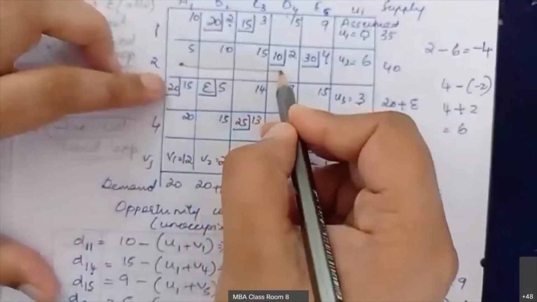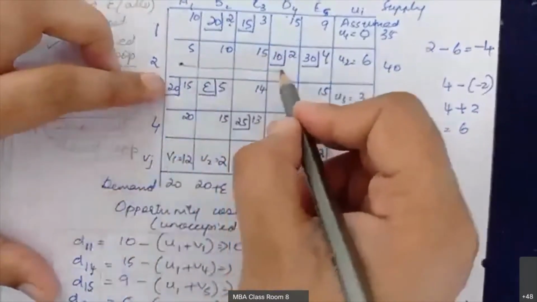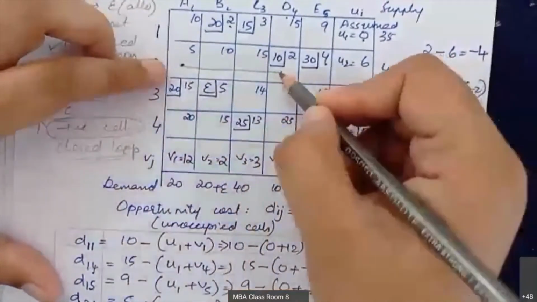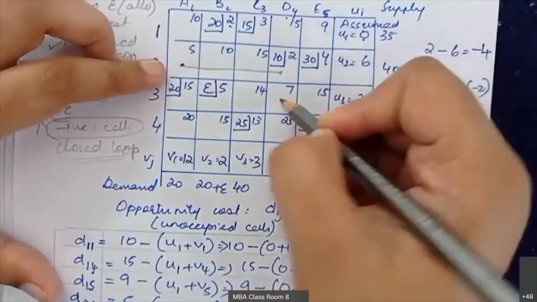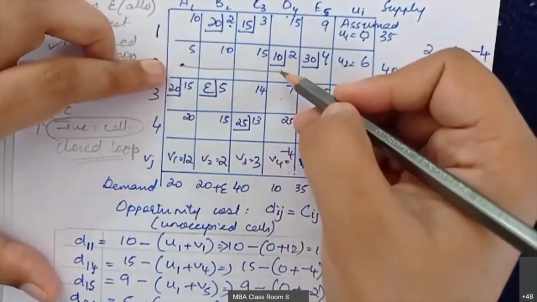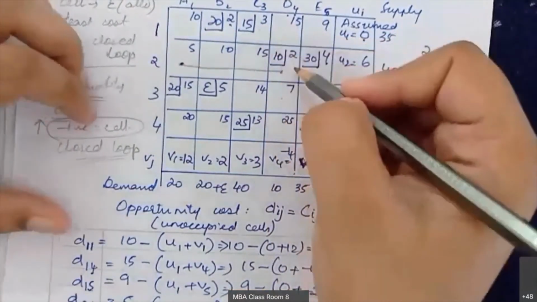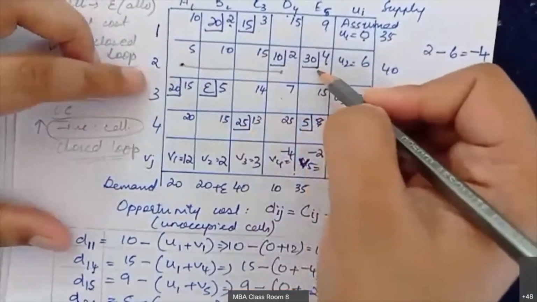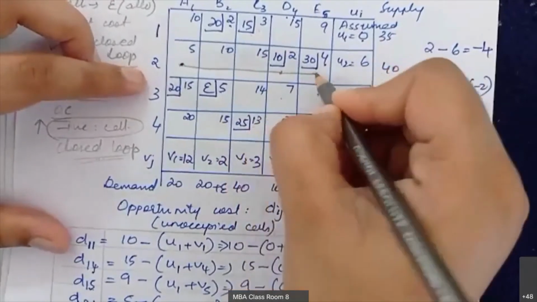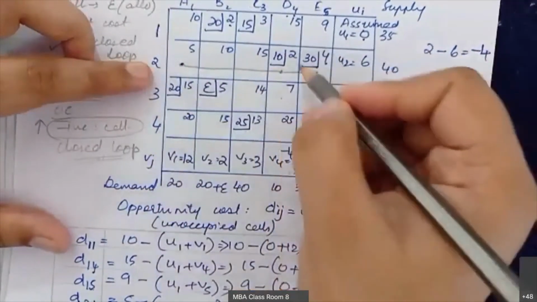The corners of the closed loop should be allocated cells. So I drew this line over here. From here, can I draw to this cell? No, because this is empty. Can I draw to this cell? No, it is empty. Can I draw from this cell to here? No, because that comes as a diagonal line. I cannot use that. So I can draw to this cell. So I drew my line to this one. So the corner of this line is going to be this cell.